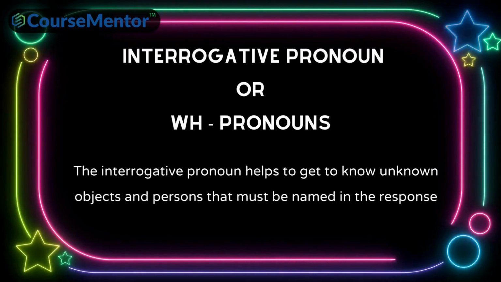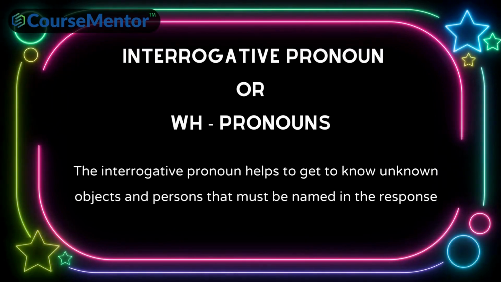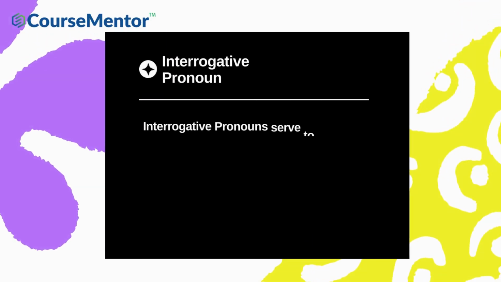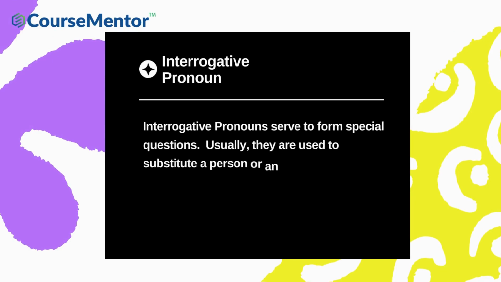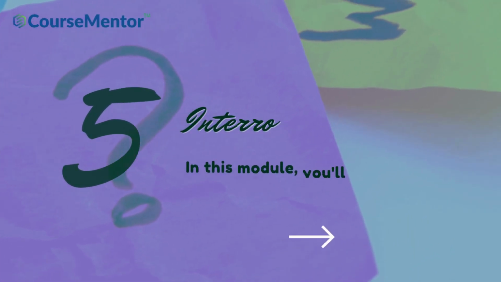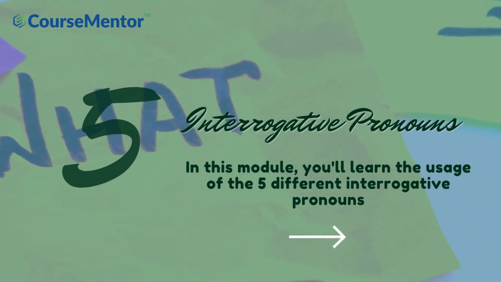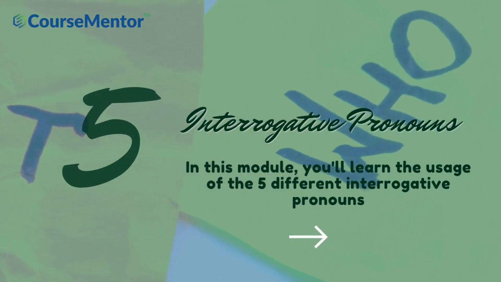These pronouns help to get to know unknown objects and persons that must be named in the response. It is clear from the name of this group that it is used to form special questions. Usually, they are used to substitute a person or an object when asking a question. There are only 5 interrogative pronouns. In this module, you'll learn the usage of the 5 different interrogative pronouns.